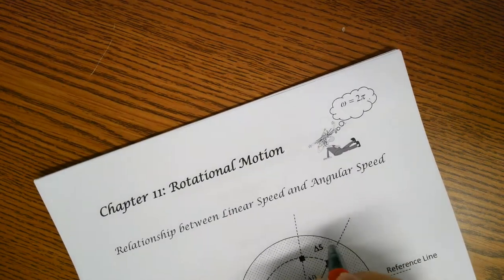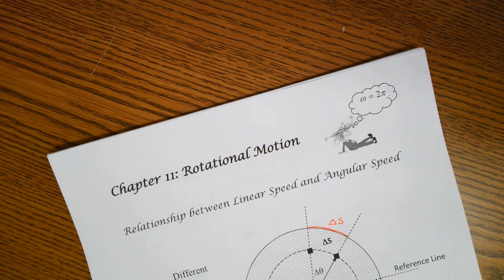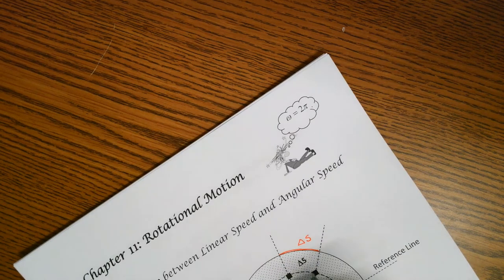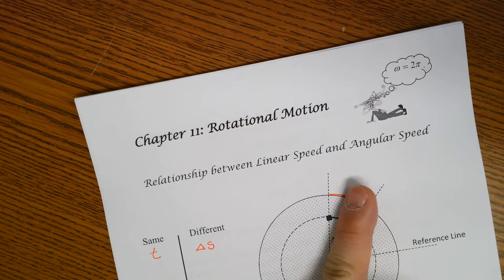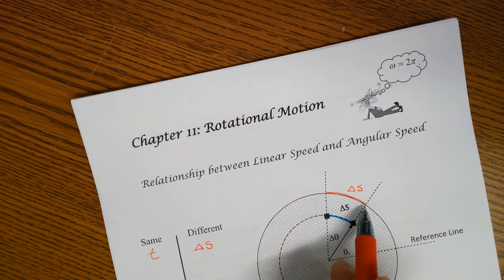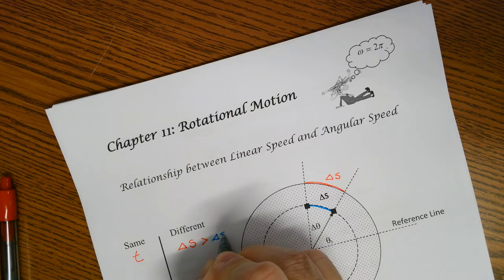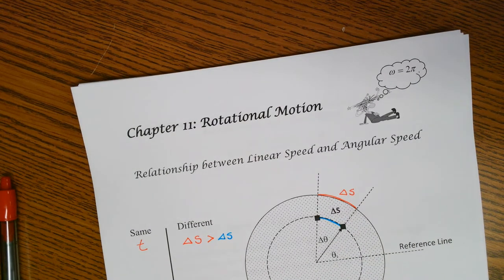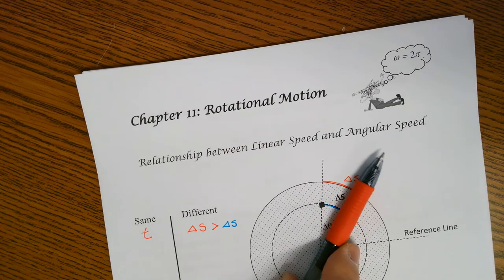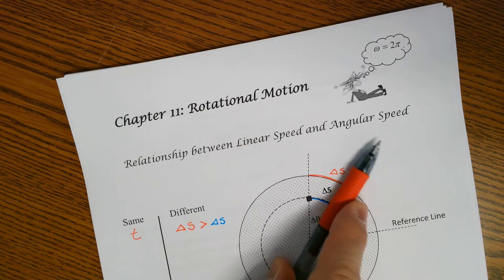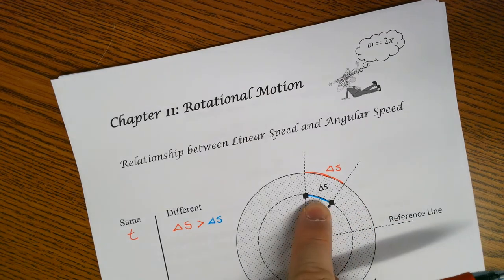So this delta s from here to here, the red delta s versus this blue delta s, right? Even though they sweep out the exact same amount of theta, the length that it travels is definitely going to be different. And that delta S in red is definitely going to be greater than delta S in blue. As this thing sweeps out this much delta theta, or the actual angle of a sweep, that will be the same for both blue and red.